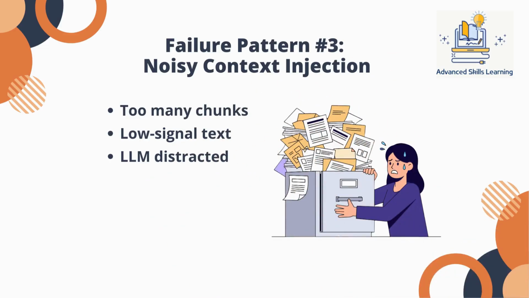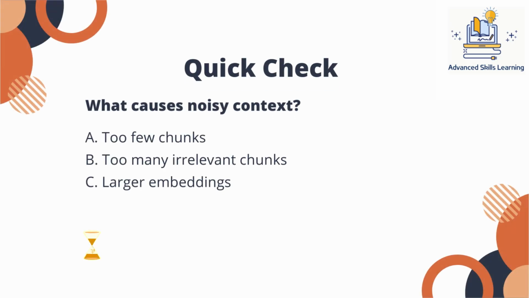Quick check, 2 seconds. What usually causes noisy context in a RAG system? Is it too few chunks, too many irrelevant chunks, or larger embeddings? Keep your guess. The answer is too many irrelevant chunks.